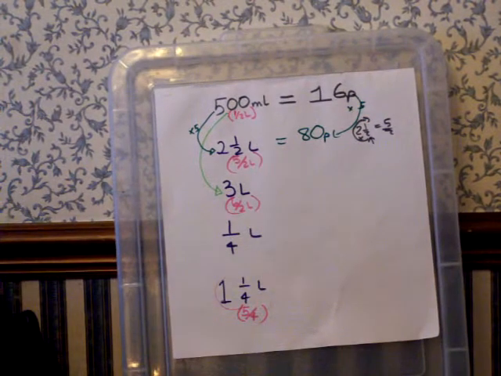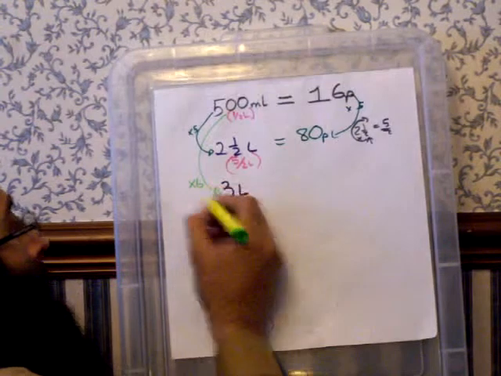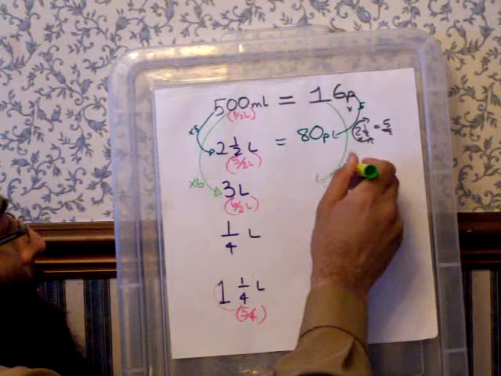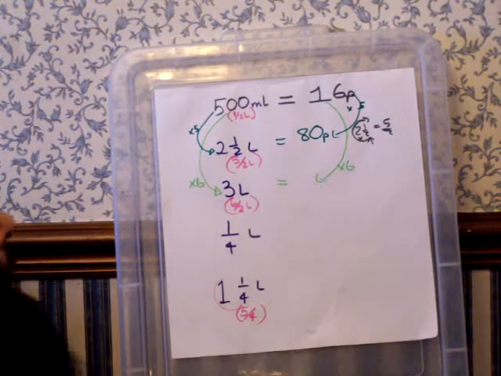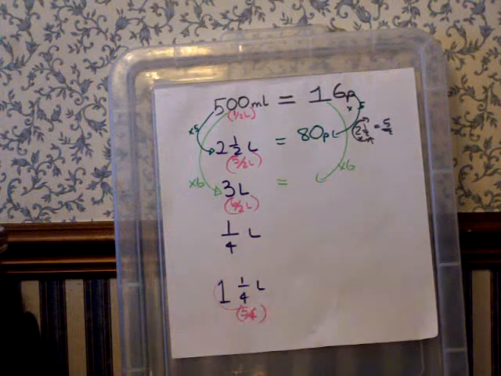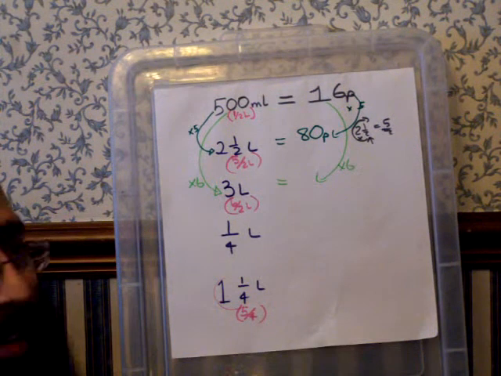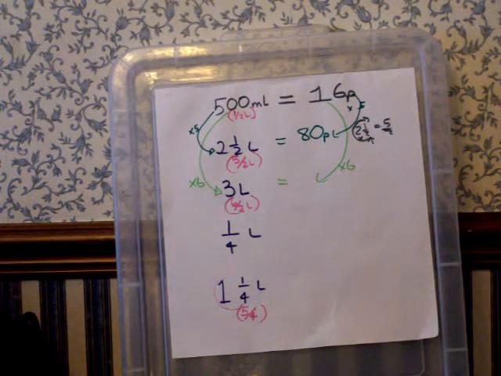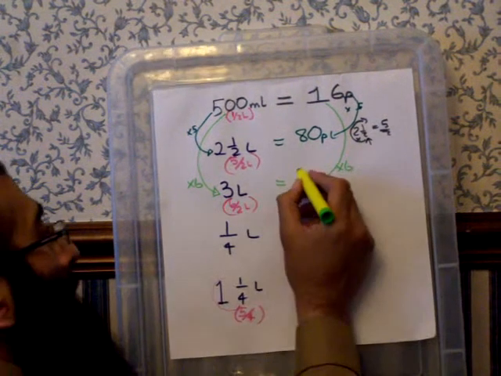Now, times by 6. If I times this by 6, I also have to times this by 6. So we have 16 times 6. So we do 10 times 6 is 60, 6 times 6 is 36. So 60 add 36 will give us 96. 96.